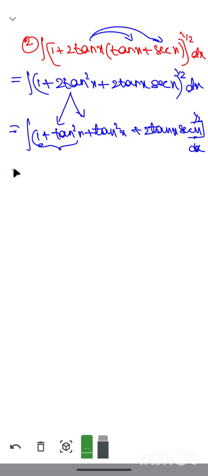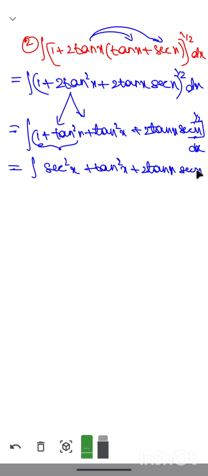See these terms. The first two terms can be replaced by a trigonometric identity: 1 plus tan square x is equal to secant square x. Remaining terms will remain the same. That is secant square x plus tan square x plus 2 tan x into secant x, whole to the power 1 by 2, into dx we have.